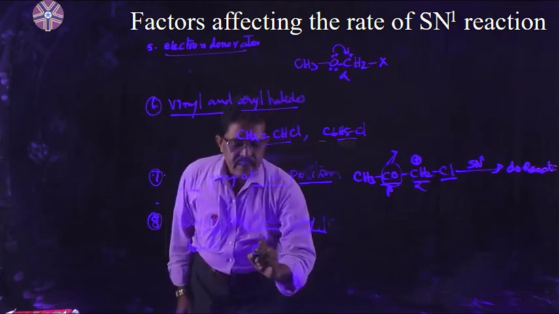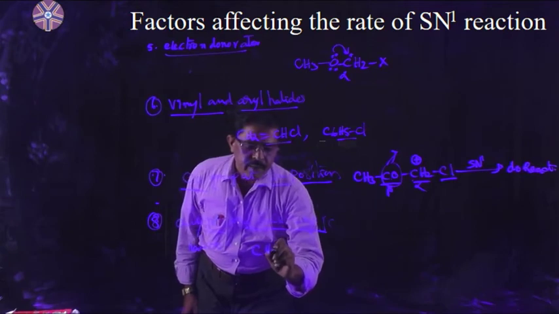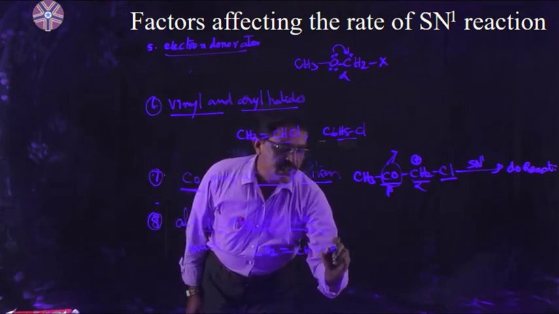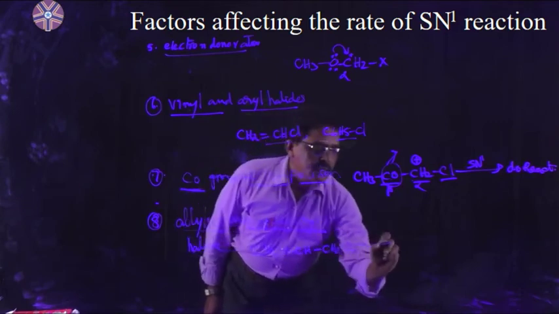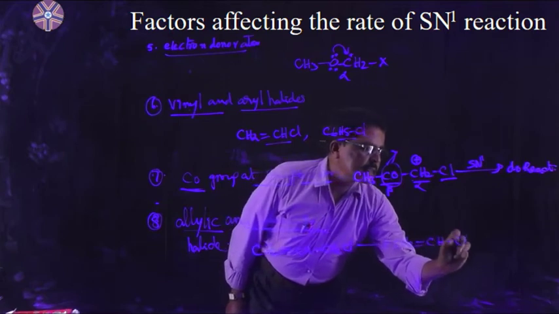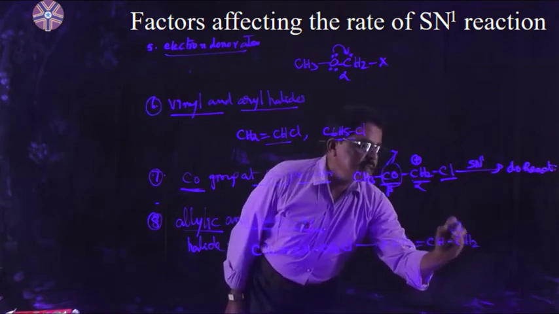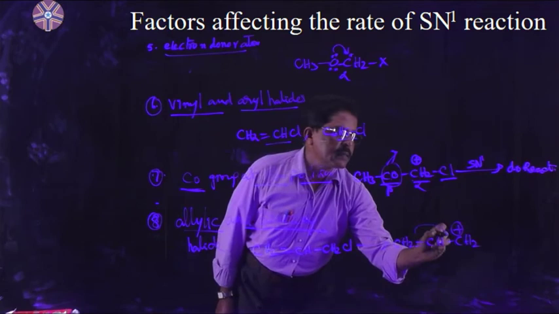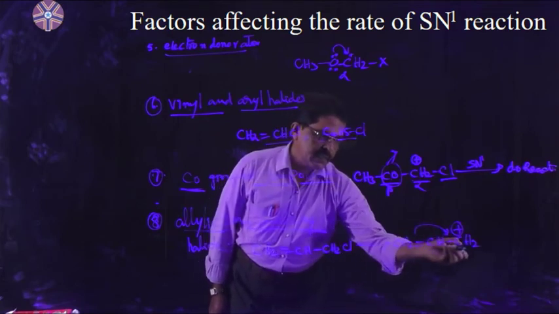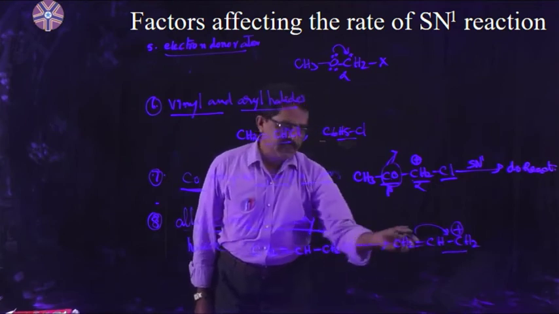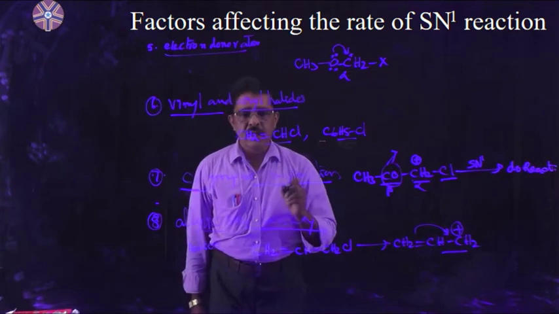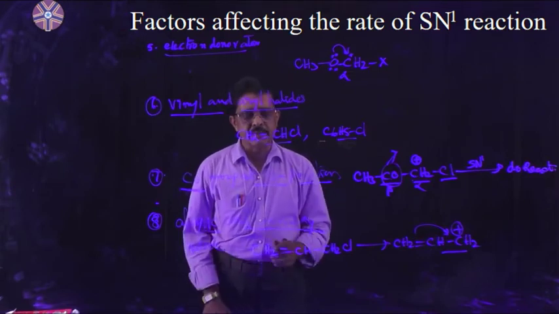Next, allylic and benzylic halides readily undergo SN1 reaction because the formed carbocation is stabilized by resonance. Allyl chloride means CH2=CH-CH2Cl. Here the allylic carbocation CH2+ is formed. This carbocation is stabilized by the pi electrons, or resonance. Hence, allyl halides undergo SN1 reaction.